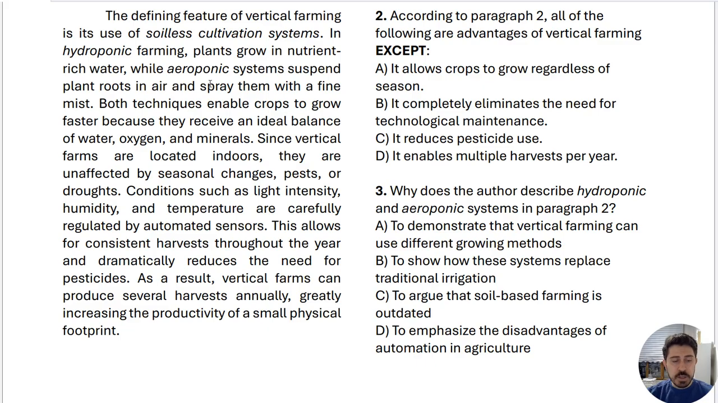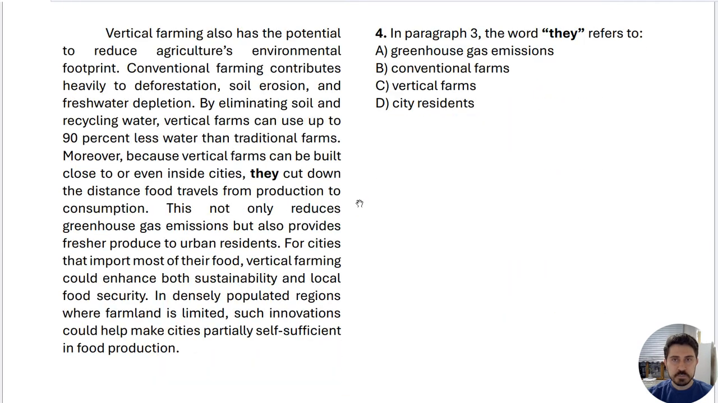Well, this sentence involves the definitions of these terms. When we read this sentence, we understand that these are different ways of doing vertical farming. That's why the answer should be A. There is no information about vertical farming replacing traditional farming as in option B, or traditional farming being outdated as in option C. When it comes to the last option, D, we can safely say that this paragraph does not focus on any disadvantages, rather it focuses on advantages.